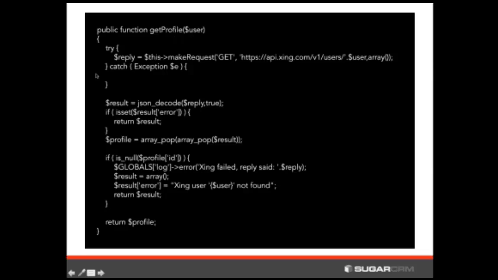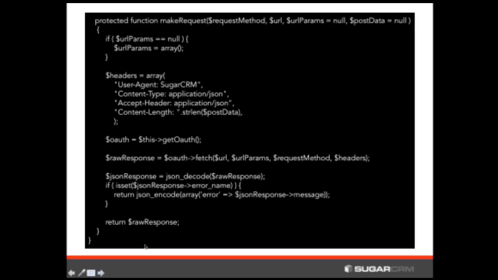One is our get profile, which is going to try to make this get request out to the user thing, and then it's going to massage and pull together the results that it's getting back and return that back so that it can be consumed in the API endpoint and returned back to the user.